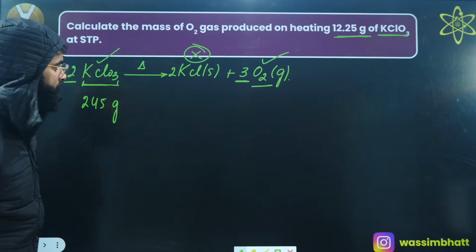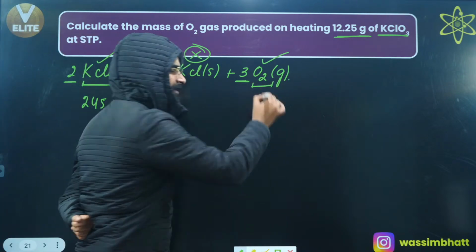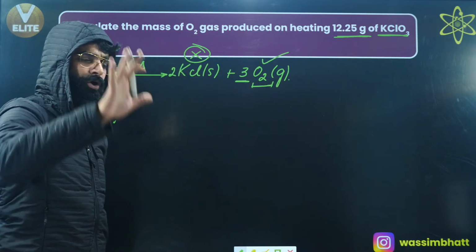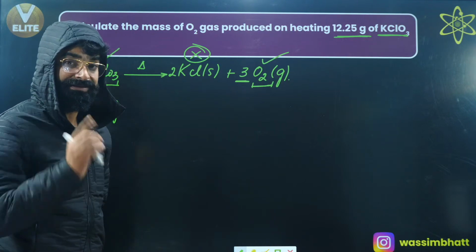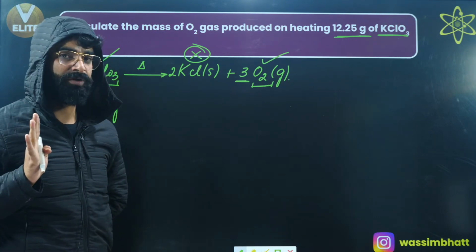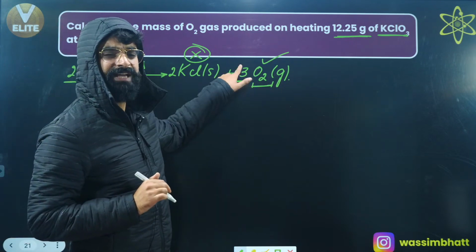If I ask you what is the molar mass of oxygen, you will say the molar mass of oxygen is 32 grams. Correct? That means the mass of 1 mole of oxygen is 32 grams. Do I have 1 mole or 3 moles? I have 3 moles.